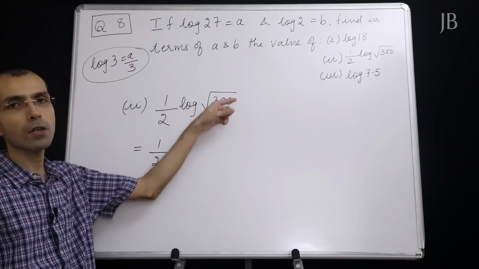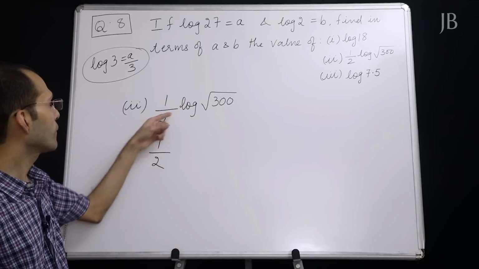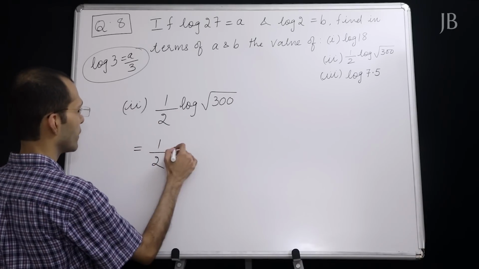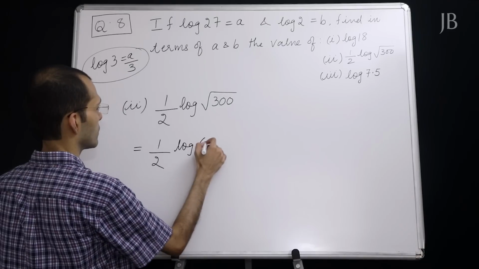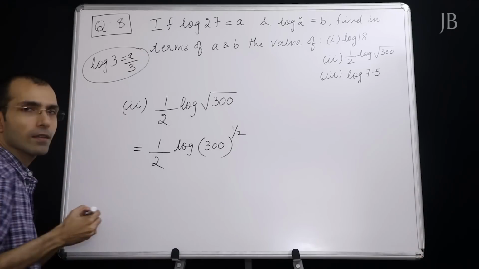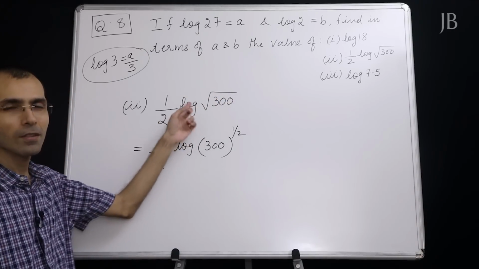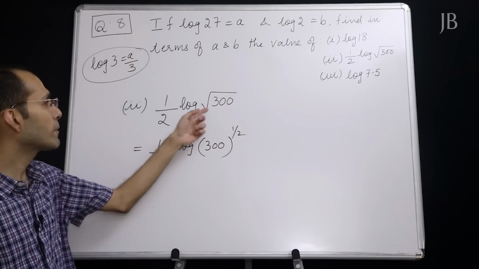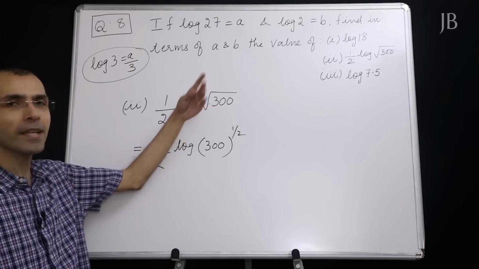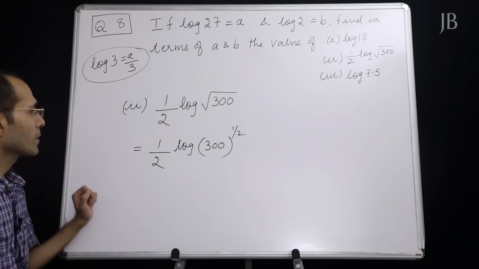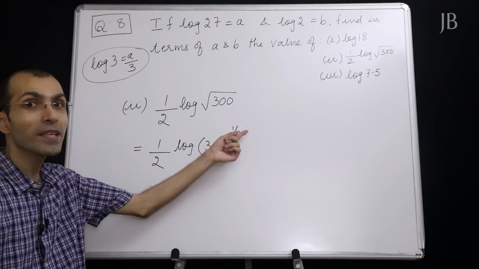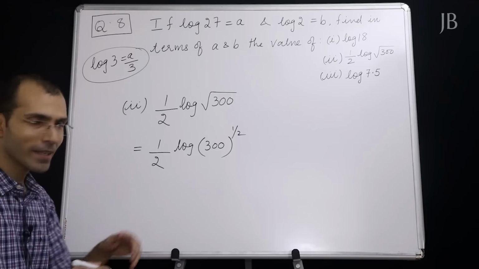Half log root of 300. So now what to do? The half will remain. This will be log 300 raised to half, because it is the square root of 300. If it was a cube root, then it would be 300 raised to 1 by 3. In general, the nth root of x will be x raised to 1 by n. Now log a raised to b becomes b log a.